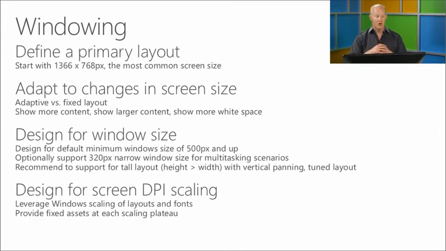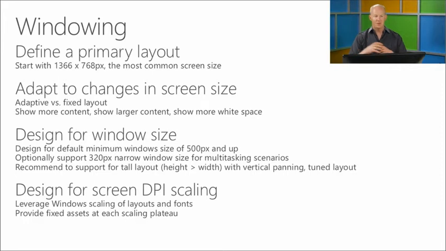And I go through and define, maybe in early sketches, just annotate the sketches. When I'm doing visual comps, actually lay out the screen across all the different screen sizes that I might have, and come up with a strategy. Am I going to show more content? I'm going to show larger content, or I'm going to show more white space? Or again, a combination of any of those three.